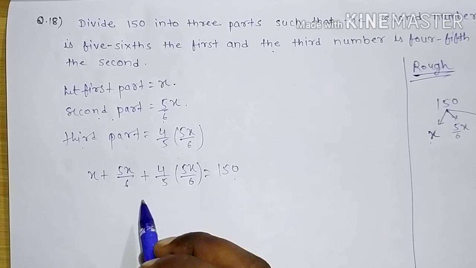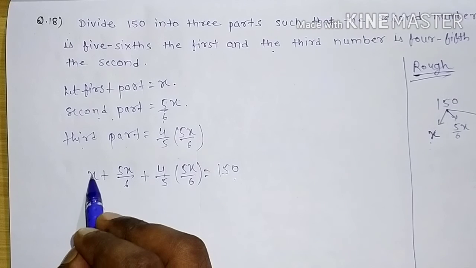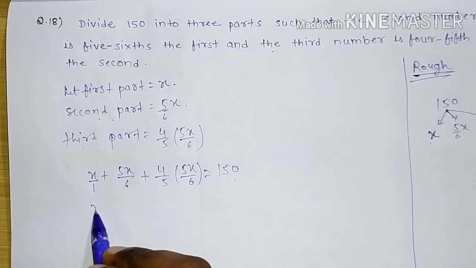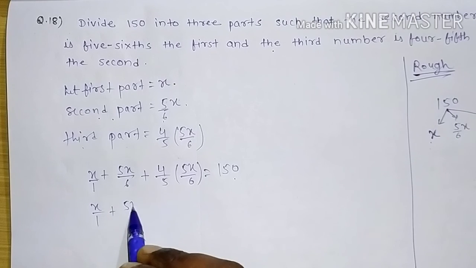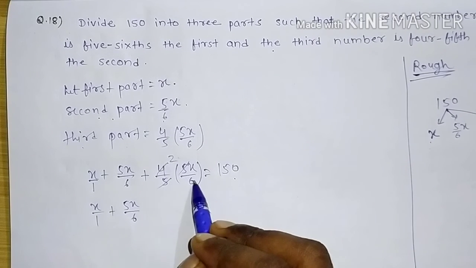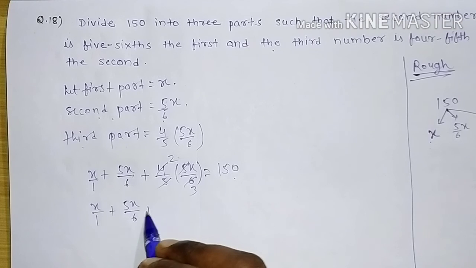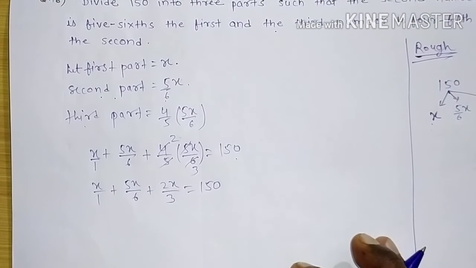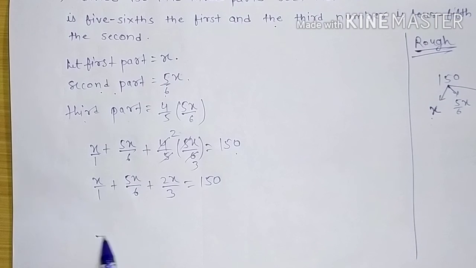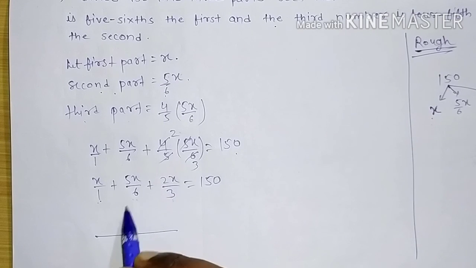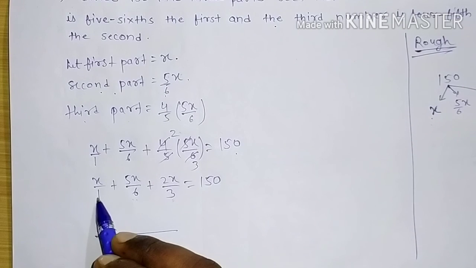So just simplify it. Here we can write x by 1. Now x by 1 plus 5x upon 6. Here 5 cancels, and 2 2s are 4, 2 3s are 6, so this is 2x upon 3. This equals 150. Now take the LCM of 1, 6 and 3. The LCM is 6. We know that. So just solve it.